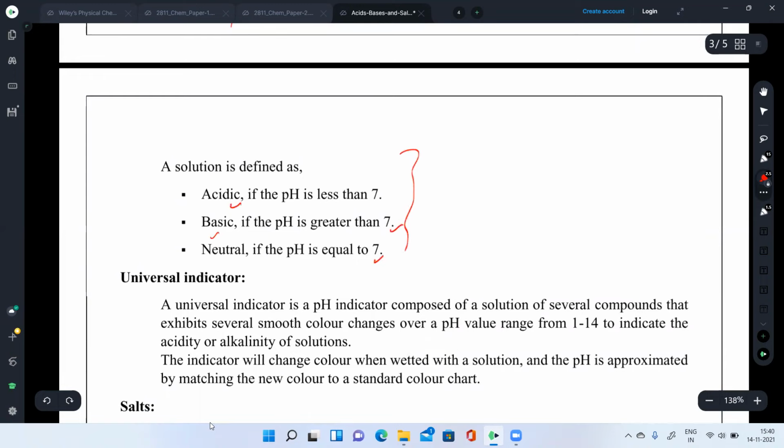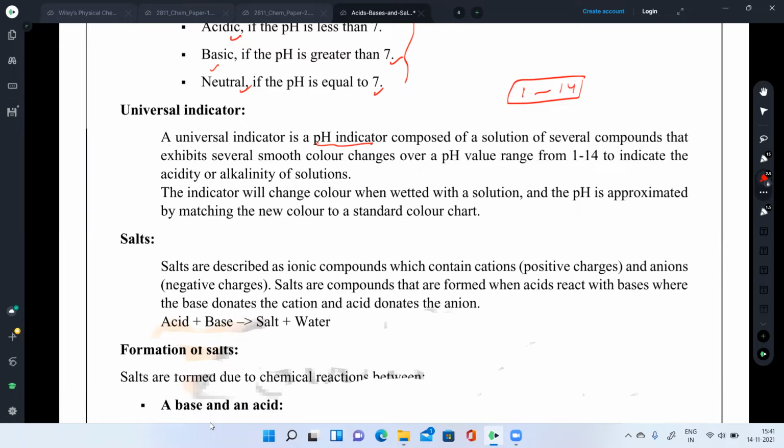You can check the acidic or basic nature of most substances by using the pH scale, and that's why it is known as universal indicator. It is used for testing whether a substance is acidic or basic, and it can be used for acid as well as base over a wide range. That's why pH is also known as universal indicator. Now salt.